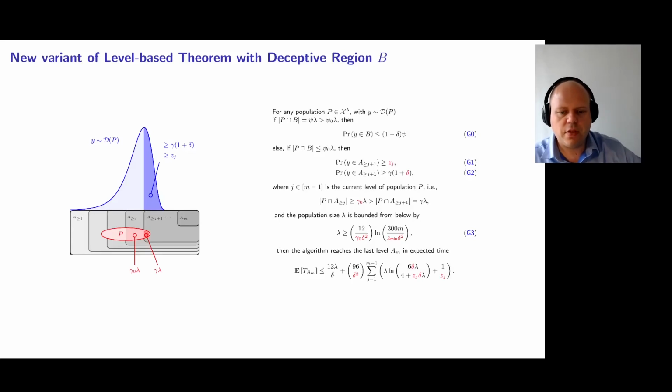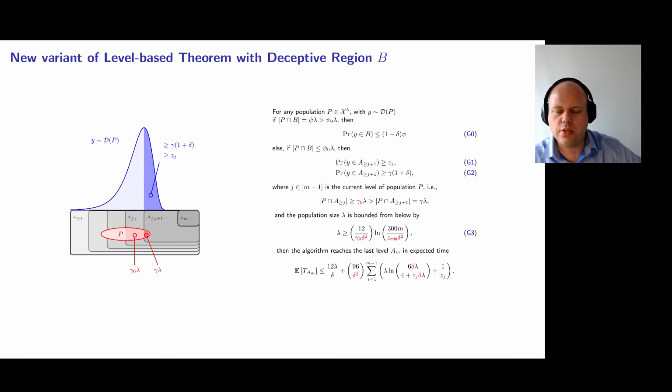So to finish everything, we apply the level-based theorem. Now, one difficulty is that we're not able to prove condition G2 for individuals in the fitness valley if you have too many individuals on the peaks. So we introduce a generalization of the level-based theorem where we take into account deceptive regions B.